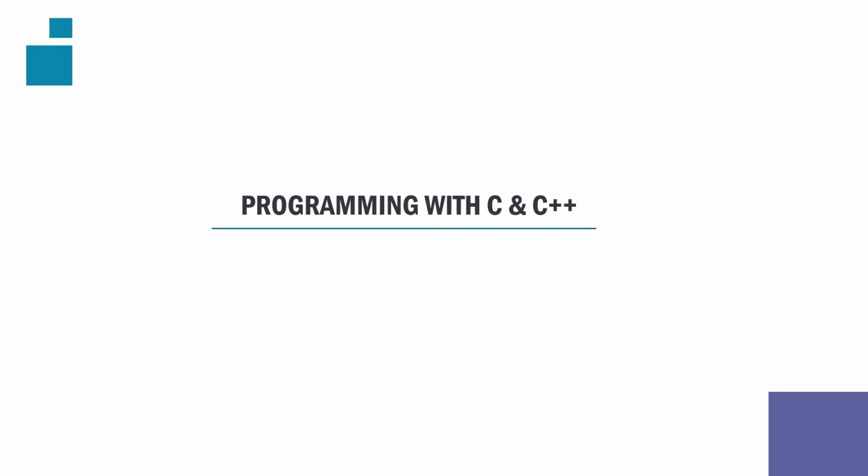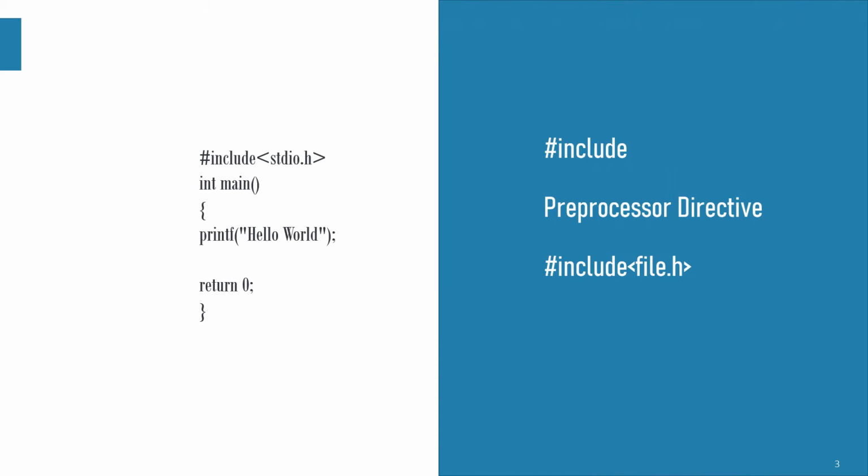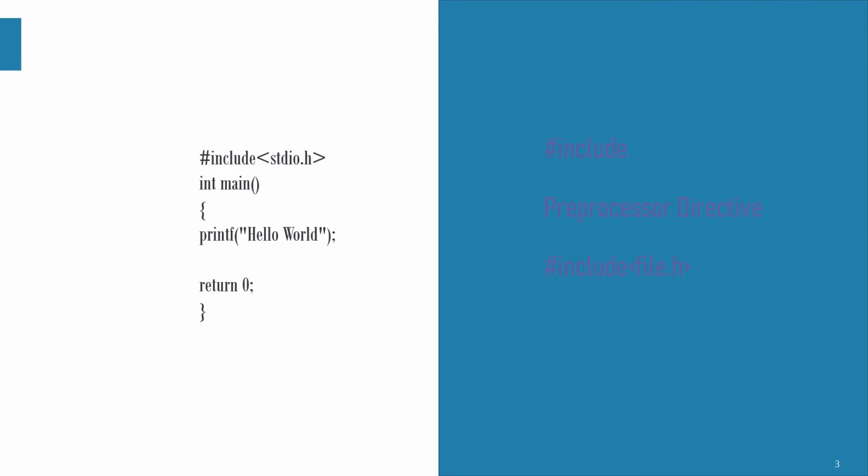Hello all. In this video we are going to discuss a simple C program. We have a simple C program to print hello world and we have #include <stdio.h>. The #include here is a preprocessor directive and it will include the file which is given within the angle brackets into the current source file. And here the file to be included is stdio.h.